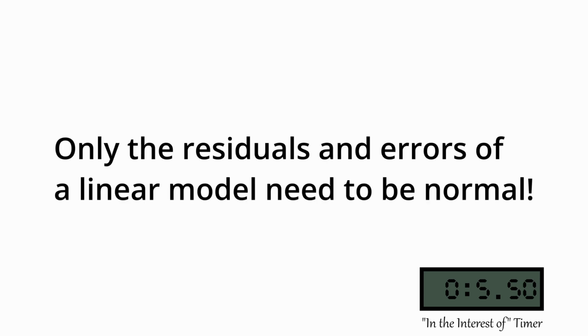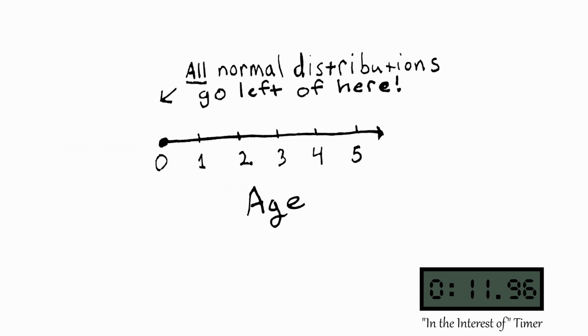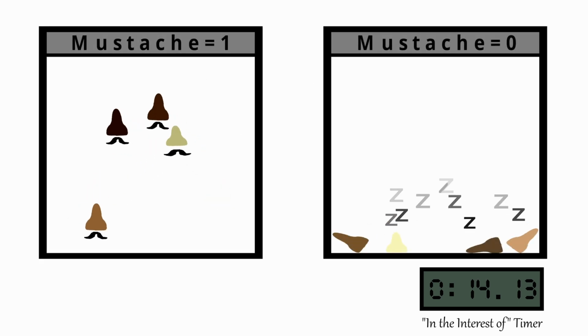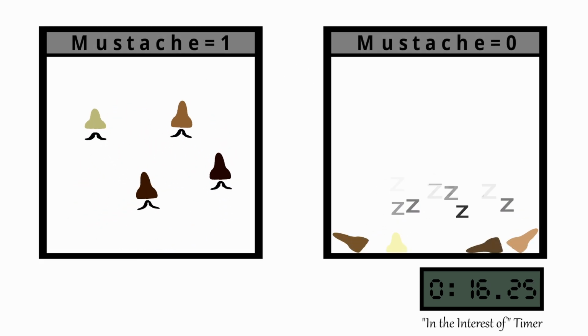I was originally going to make this section longer, but in the interest of time, I'll just reiterate. Only the residuals and errors of a linear model need to be normally distributed. Independent and dependent variables can be whatever. Non-negative integers like age? Fine. A binary indicator that is 1 if you have a mustache and 0 if you don't? Perfect.